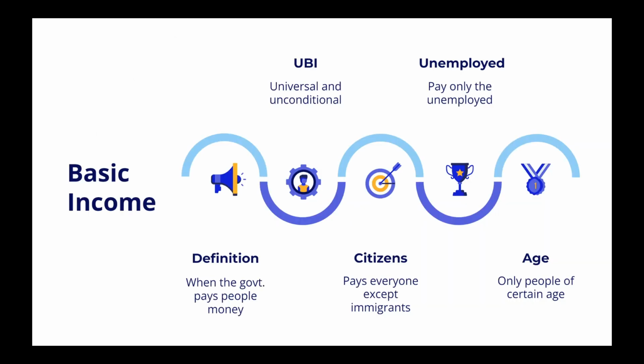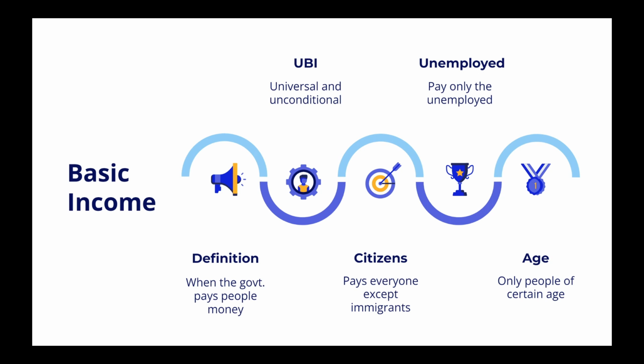Let's move on to basic income. So the definition of basic income is when the government pays people money under certain circumstances. So here are just some examples of a basic income. The first one is a UBI, or a universal basic income. So it's when the government pays people money and the conditions for the pay are universal and unconditional, which basically means that the government pays everyone money. They pay everyone a certain amount of money without any conditions. So everyone in the US, everyone who's a US citizen, gets money.